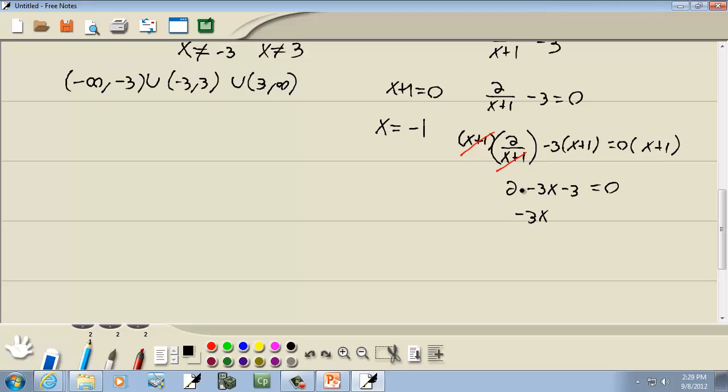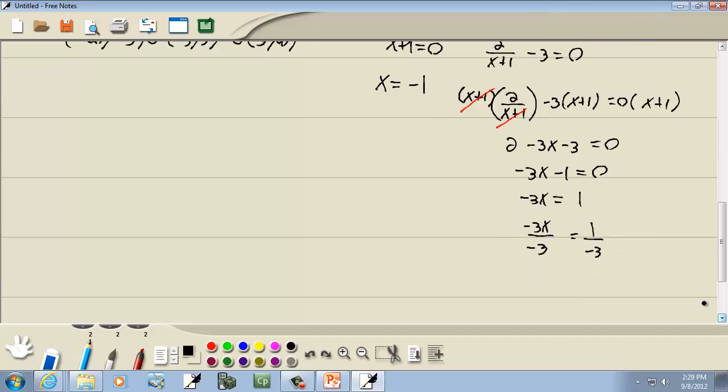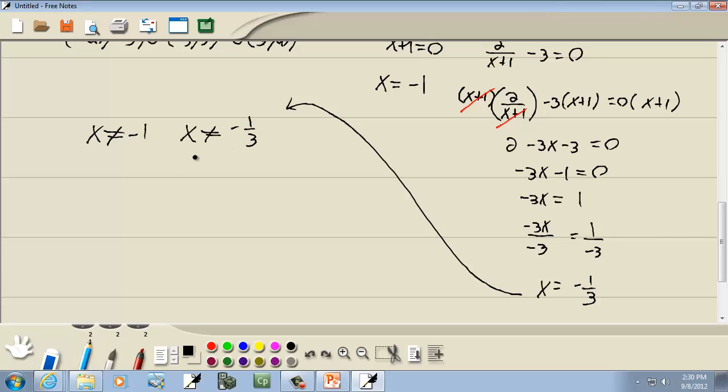At any step, combine together numbers. 2 minus 3 gives us negative 1. We're solving for x, so I'm going to take the negative 1 to the right side and it becomes a positive 1. And then divide both sides by negative 3. And we end up with x is equal to negative 1/3. So we have x equals negative 1 and x equals negative 1/3. These are the values it cannot be. So x cannot equal negative 1 and x cannot equal negative 1/3.